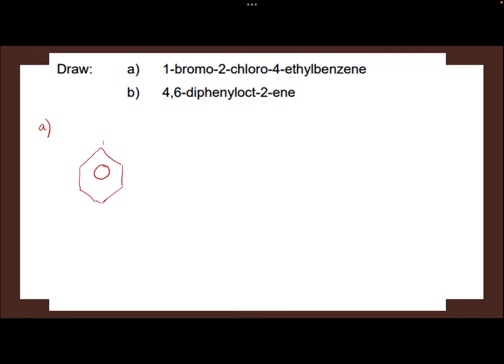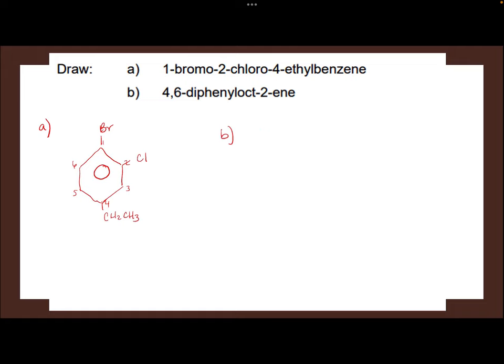Obviously, your drawing will be better than mine. And then from there, we can label. So I usually start 1 at the top. It does not matter the order. Bromo is on 1, so this will be Br. 2 has chloro. And then on 4, we have ethyl. So off of 4, we'll have CH2CH3. And then for B, we have 4,6-diphenyl-oct-2-ene.